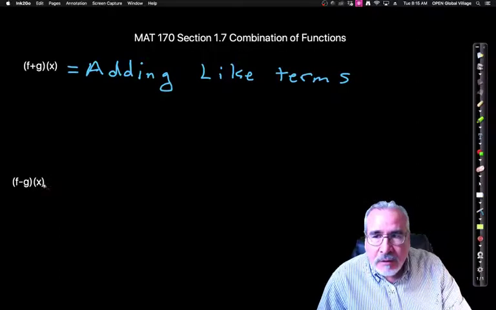While we're at it, the second one down here, f minus g, is really the same thing except it is subtracting like terms.